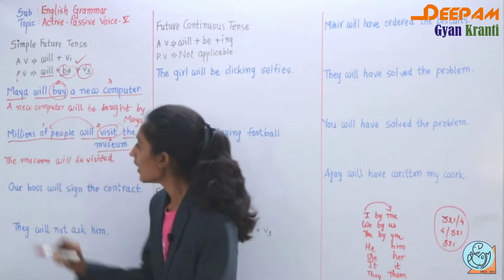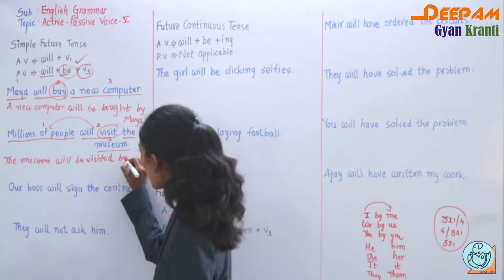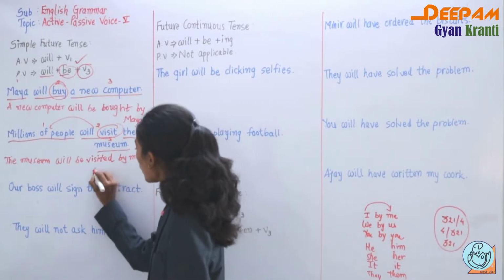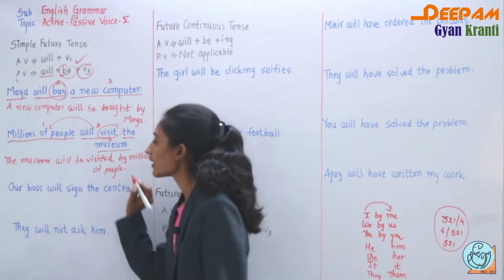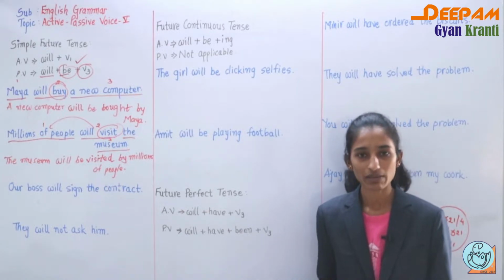Then the subject is millions of people. So what do we have to write? By, and then the subject. So by millions of people. Right. So what is the answer? The museum will be visited by millions of people.